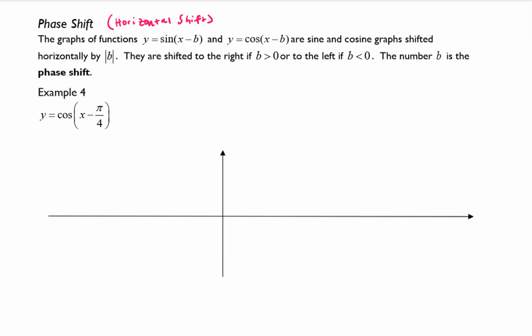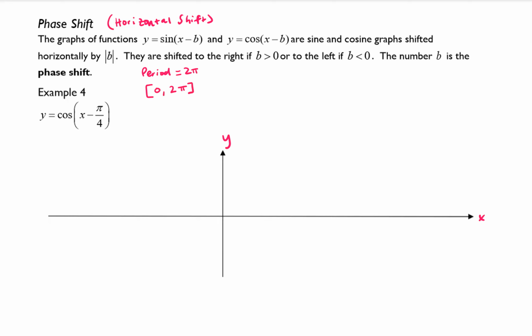So let's look at example 4, where we are asked to graph y equals cosine of (x minus pi over 4). So here's my y-axis, here is my x-axis, and we know that the period for a regular cosine graph is equal to 2 pi. And we know that if we were to graph one period, we would graph it on the interval 0 to 2 pi.